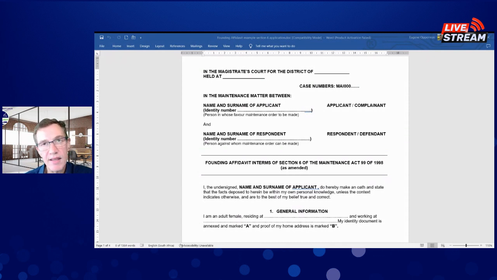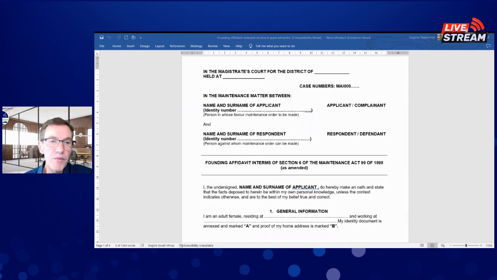Why do I say that? Because the maintenance officer doesn't know you from a bar of soap, they rely on the information that you put in the application form. So if your application form is not filled in correctly, then they have to get you in, they have to discuss that, and that takes time. And then you have to bring new documents to court, and that is another remand. You don't want to postpone your case. You want your case finalized as soon as possible.